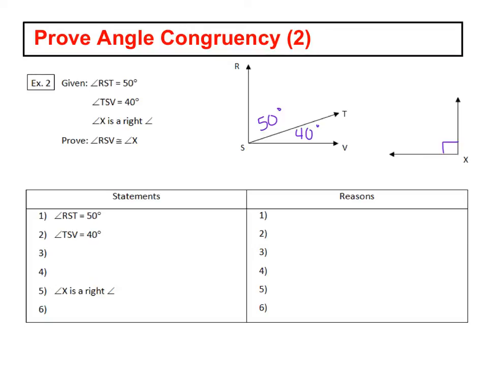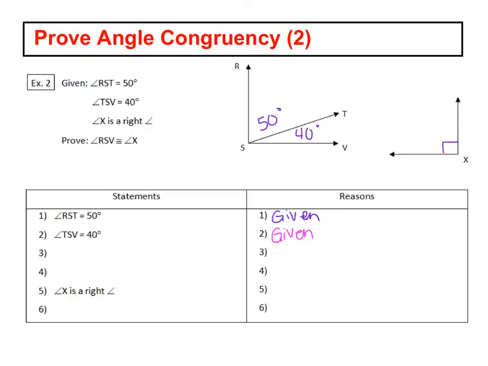So the first two here, in our proof, the statements angle RST is equal to 50 degrees. How do you know that? Well, that was given to us, so we just write given. All right, then the next one, angle TSV is equal to 40 degrees. Well, that was also given to us. All right, so now, what do you guys think about these two angles? Well, if you were to add those together, would you get 90 degrees? So that's the next thing that we can do.